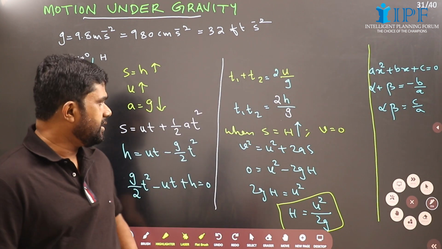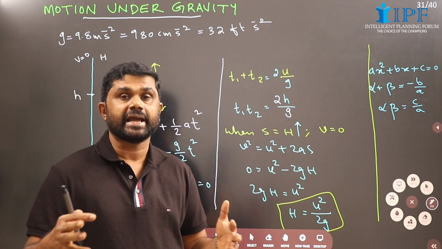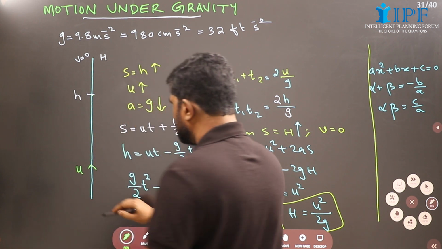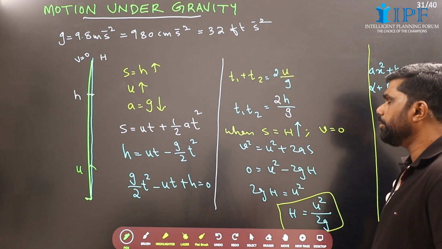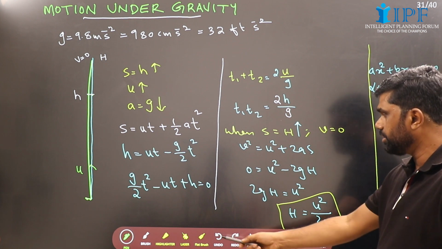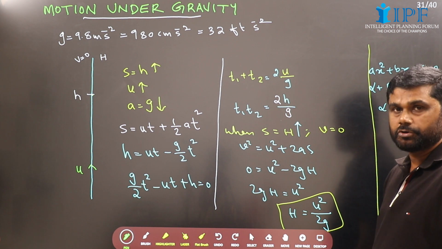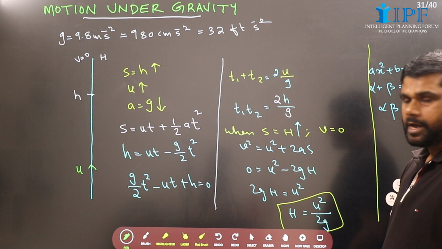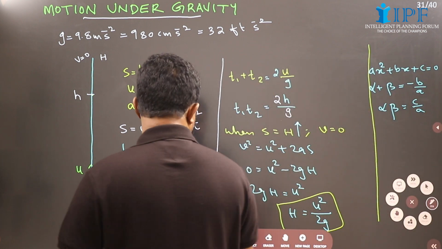At the highest point, displacement is capital H and it is directed from the initial to the final, means from here to here. So displacement S equal to H, it is directed upwards, final velocity V equal to 0. Let us apply this equation V square equal to U square plus 2AS, final velocity V equal to 0, U square, and there is the product AS, acceleration and displacement.